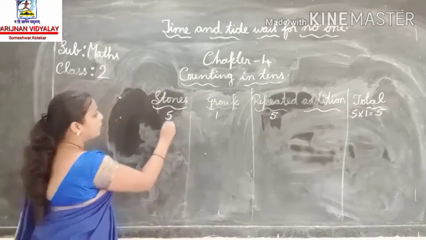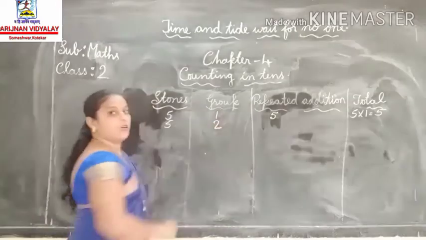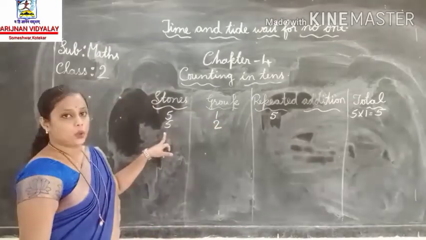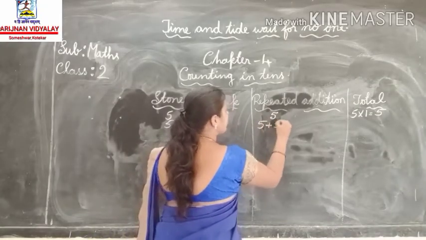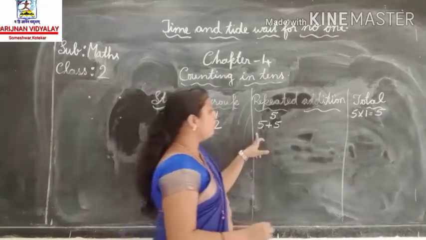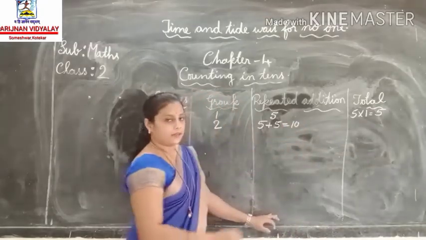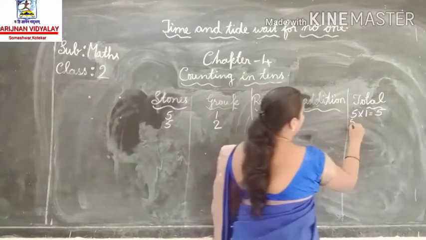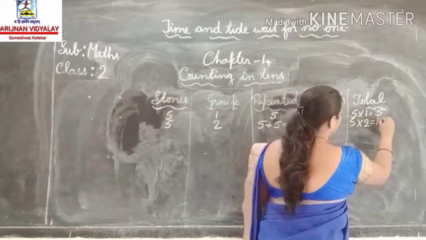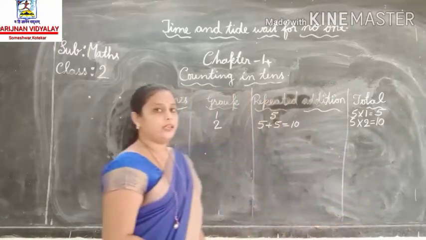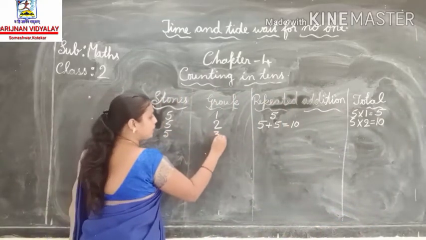Okay. Next 5 stones into 2 groups. Here 5 is repeated how many times? 2 times. So 5 plus 5 is equal to 10. So 5 stones into 2 groups is equal to 10. 5 twos are 10.